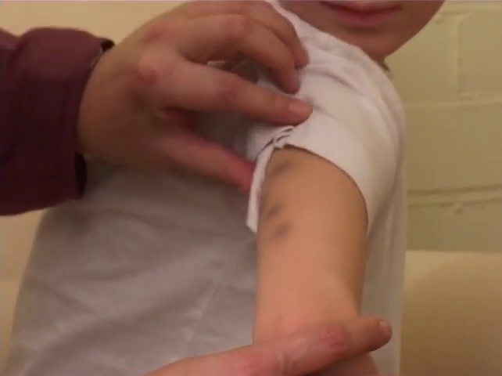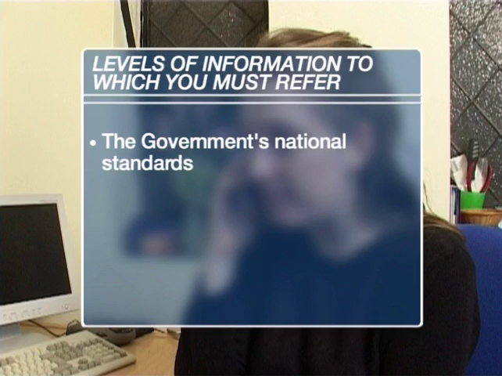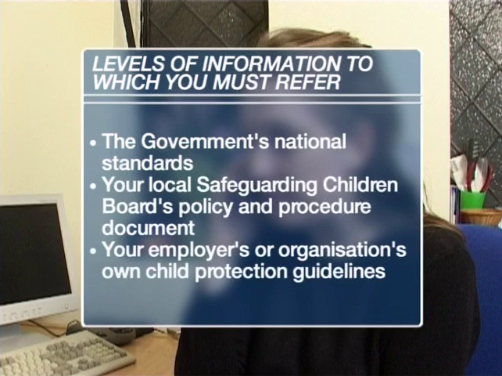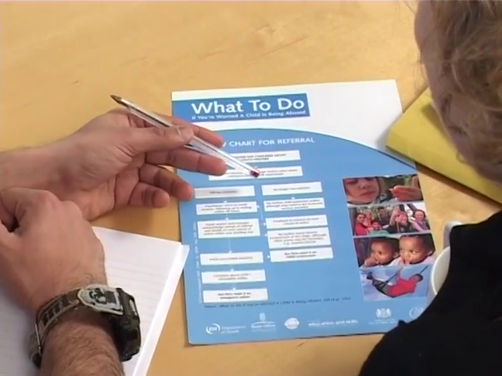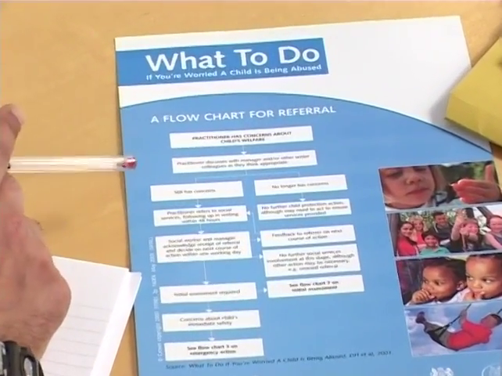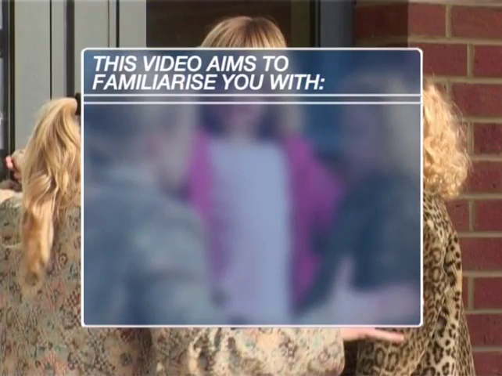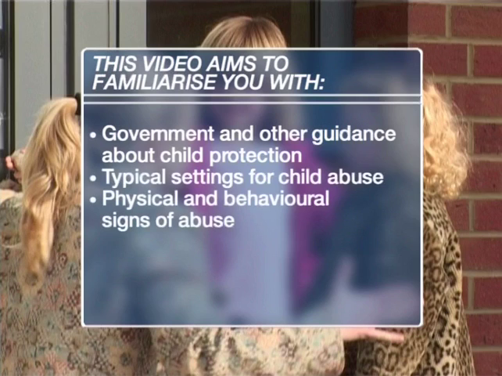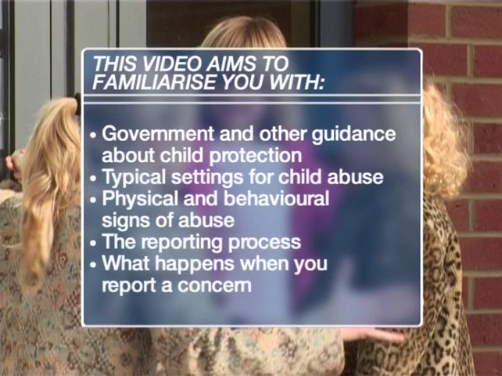There are 3 levels of information to which you must refer so as to be alert to the possibility of abuse and to act correctly if you suspect it's happening. They are the government's national standards, your local Safeguarding Children Board's policy and procedure document, and your employer's or organisation's own child protection guidelines. It's your responsibility to know about and follow all 3 types. This video aims to familiarise you with the government and other guidance about child protection, the typical settings, physical and behavioural signs of abuse, the reporting process and what happens once you report a concern.